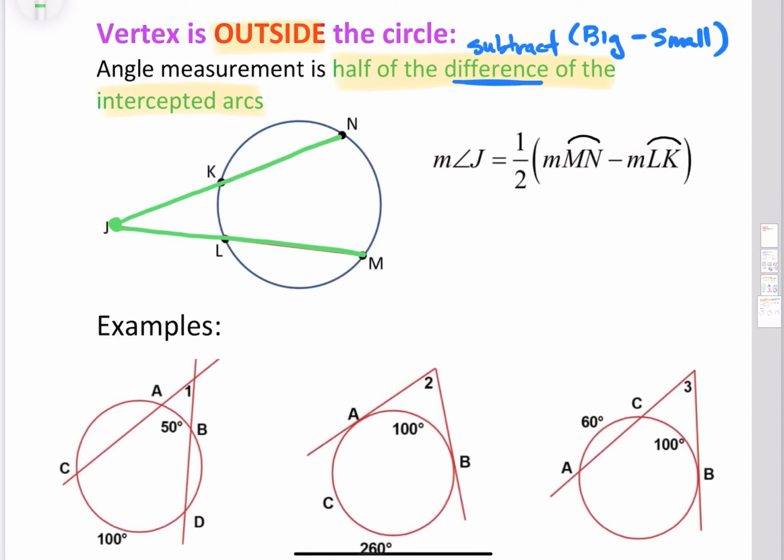Okay. And the arcs that are being intercepted in this particular case, well, the bigger one is this one right over here, MN or NM, and the smaller one is this one over here, KL or LK. So we're going to do the big minus the small, and we'll divide it by 2, or 1/2 the bigger arc minus the smaller arc. Okay, so that's how we go ahead and find that angle measurement.